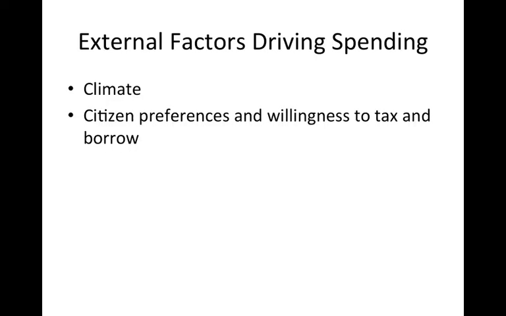What do citizens want? That's a very key factor. And does the government have any sense of what they want? Have they tried to find out? And is there a relationship between what the government is spending money on and what citizens actually want? And are citizens willing to pay more taxes and borrow more in order to have those services provided or to have that infrastructure maintained or improved?